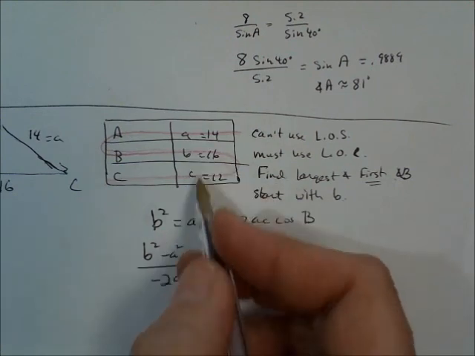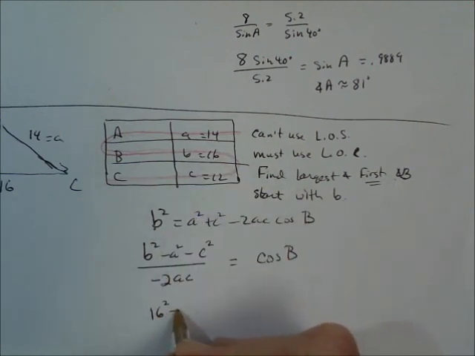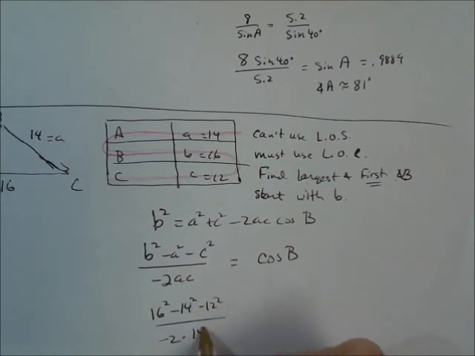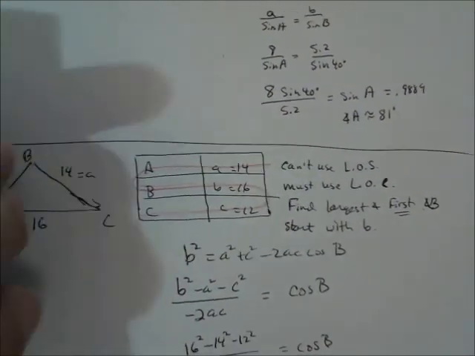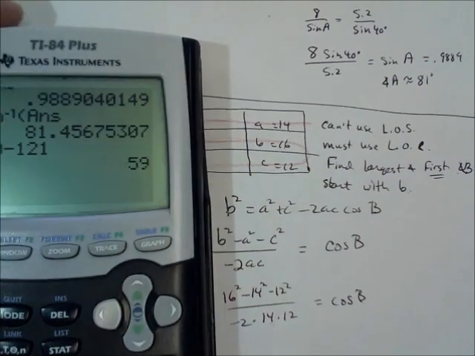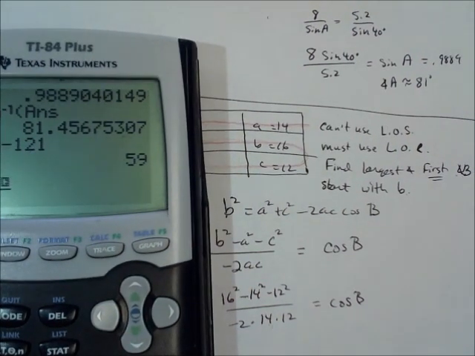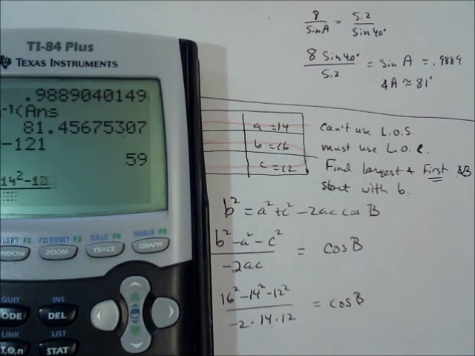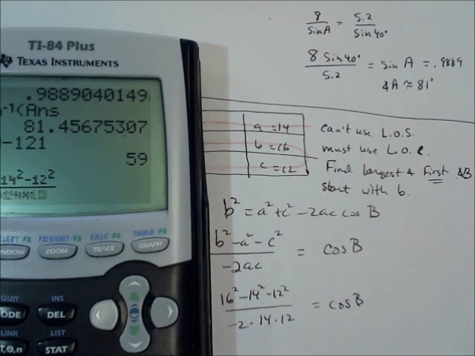So now all it is a matter of plugging in the numbers. 16 squared minus 14 squared minus 12 squared all over negative 2 times 14 times 12. And remember, these last two numbers match. The first one is always positive, these two are negative, and these two numbers have to match, or you haven't set it up right. So let's put that in our calculator using the fraction button. We have 16 squared minus 14 squared minus 12 squared all over negative 2 times 14 times 12.